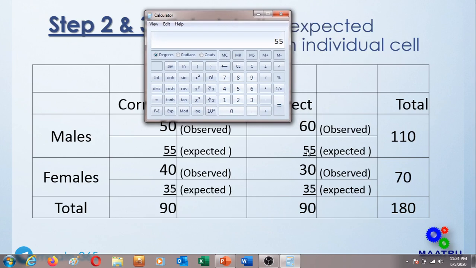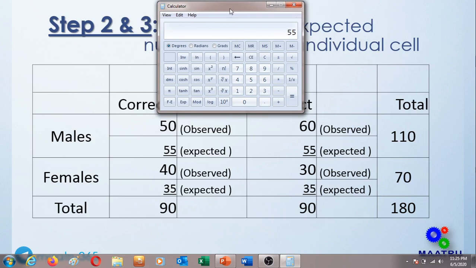Same way here, 60 is the observed value and expected value we have to calculate. Start with the row total into column total divided by grand total. 55 again. Here it is 55. Here also it's 55. Despite the observed values being different, the expected values are the same.